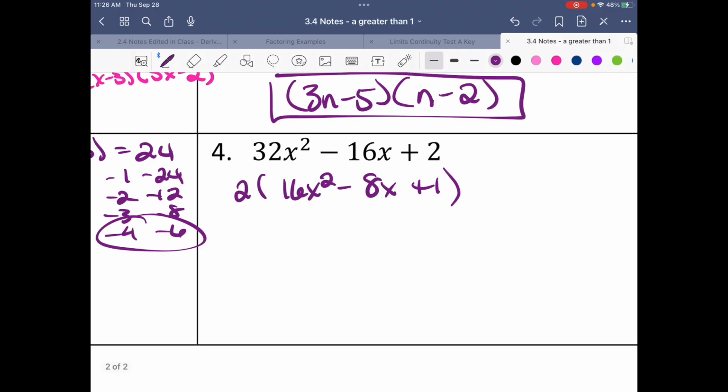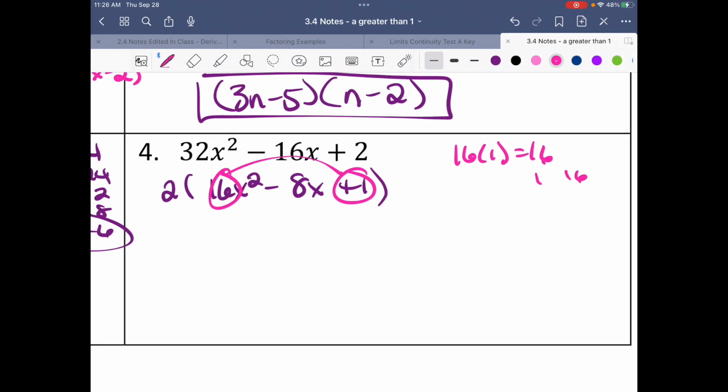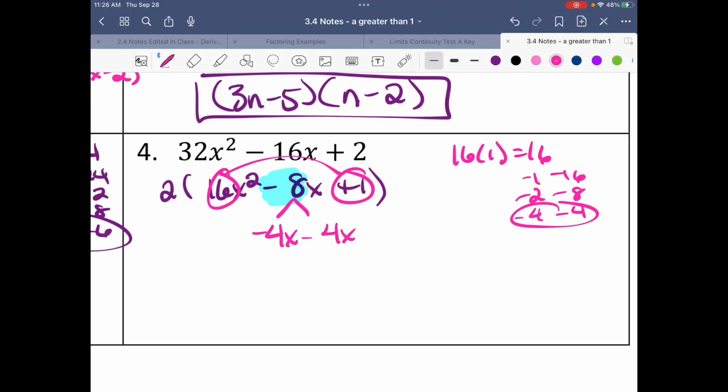All right, this one's a special one. It's a perfect square trinomial, but I'll show you that in a minute. So multiply the leading coefficient by the constant, ignoring that 2. Let's see, it's going to be 1 and 16, 2 and 8, 4 and 4. So what multiplies to be positive 16 but adds to be negative 8? And that's going to be your negative 4 and your negative 4.